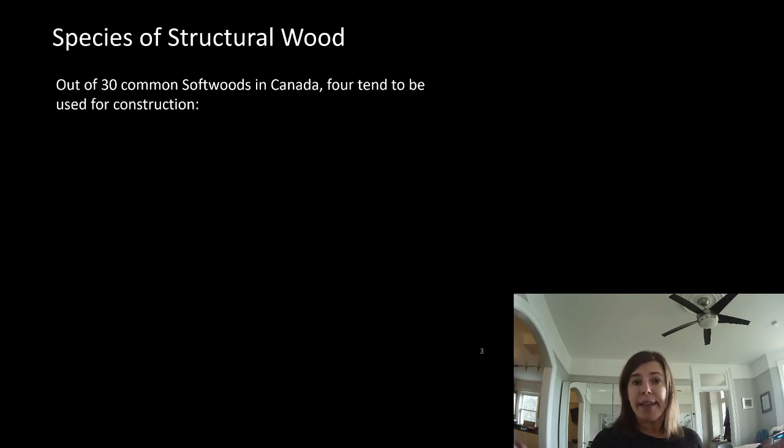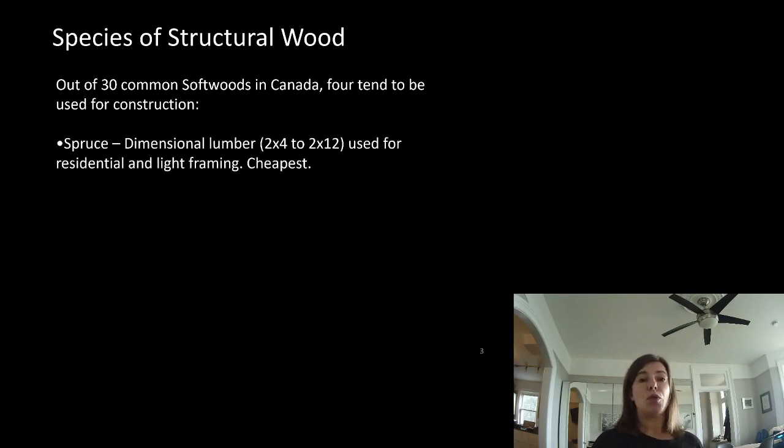There are 30 types of common softwoods in Canada, but we only stick to 4 of them as the ones we tend to use the most for our construction material. So spruce, we use a lot for our dimensional lumber. 2x4s, 2x6s, 2x8s, 2x10s, 2x12s, 4x4s, 6x6s. They are nice and cheap, they're easy to get. So spruce is the one that you're often getting, especially here in Ontario.